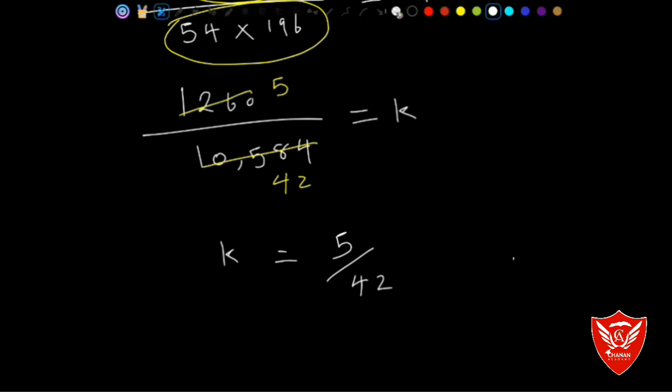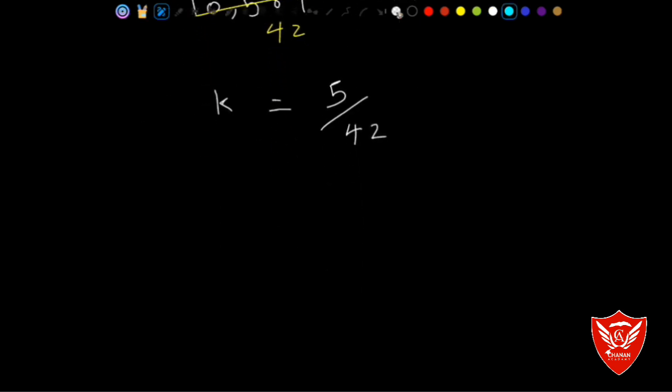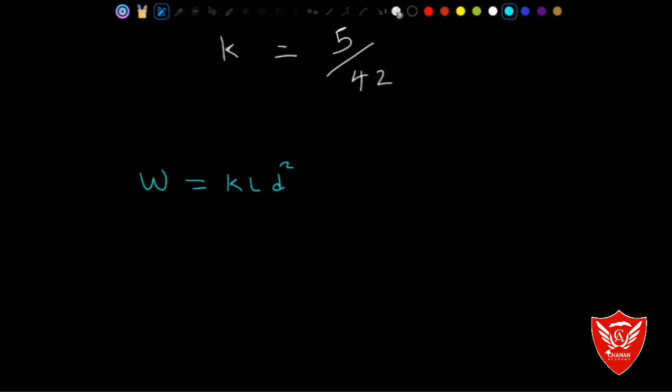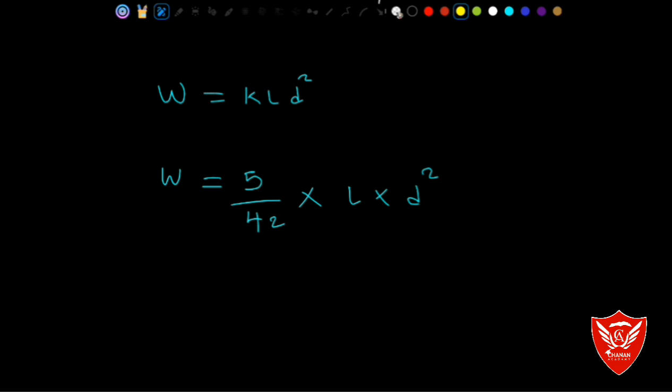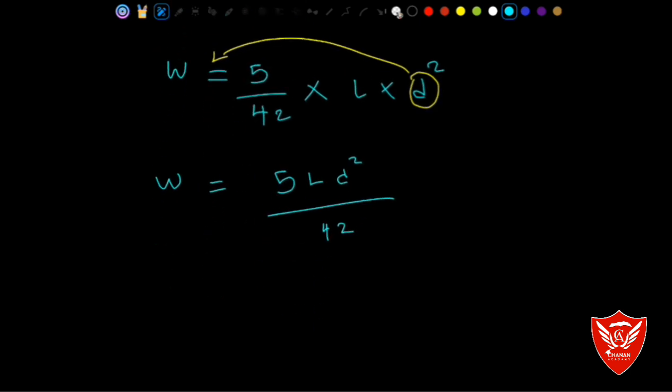However, from the question, we were told to find the diameter in terms of the weight and the length. So we have W equal to K L D square. Now we know what our K is, so W is equal to 5 over 42 multiplied by L multiplied by D square. What the question actually means is to make D the subject of the formula. So for us to do that, we have to make D the subject in place of W. This same thing can be written as W equal to 5 L D square over 42, since everything is multiplication.